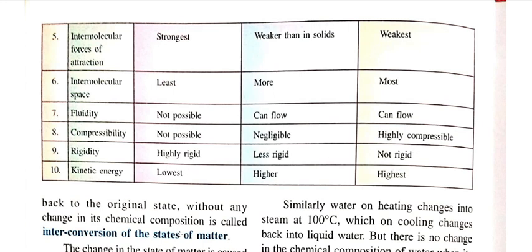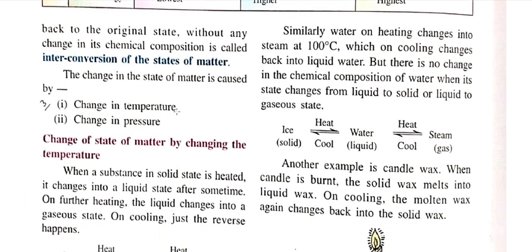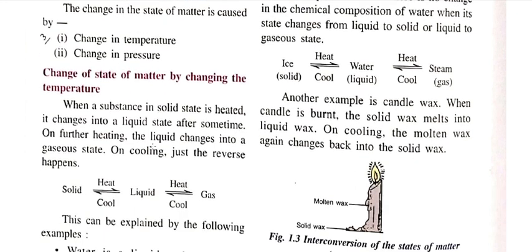Now, solid, liquid and gas can be converted into one another, and this is triggered by change in temperature. Change of state can be triggered by temperature. If you pay close attention to where the mouse cursor is, solid, liquid and gas. If we heat a solid, it changes to liquid. If we heat a liquid, it changes to gas. If we cool down a gas, it changes to liquid. If we cool down a liquid, it changes to solid.